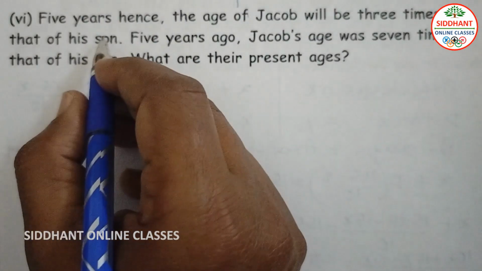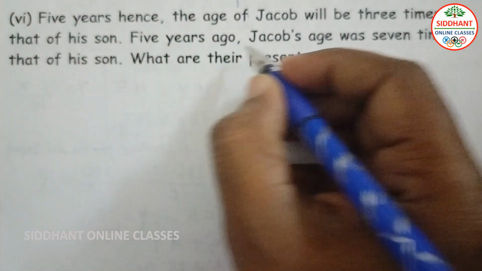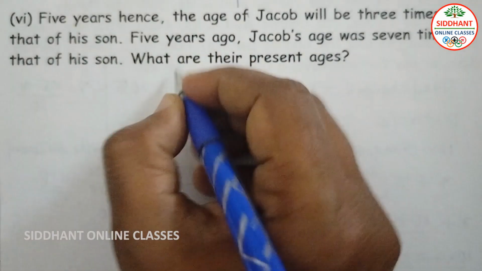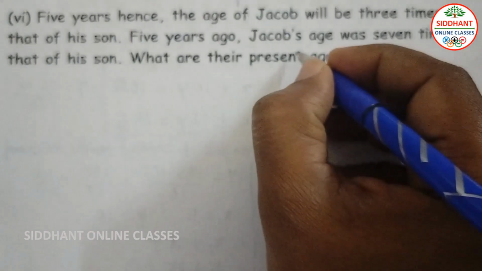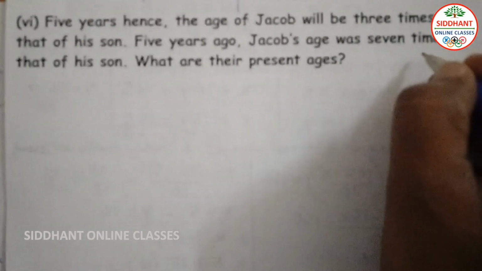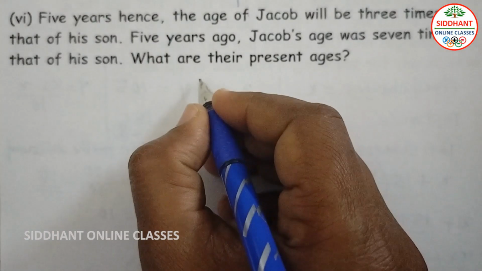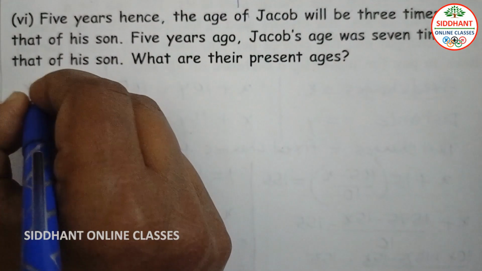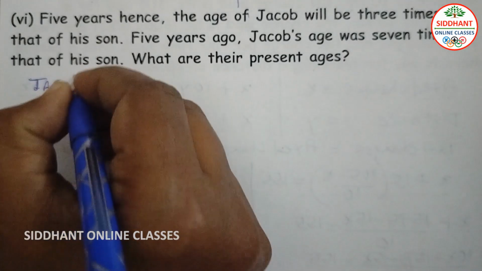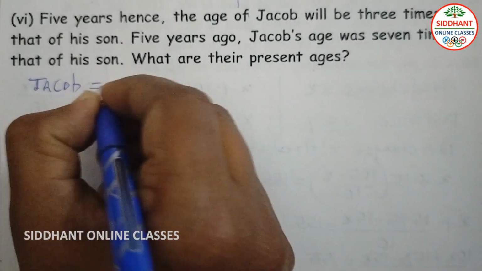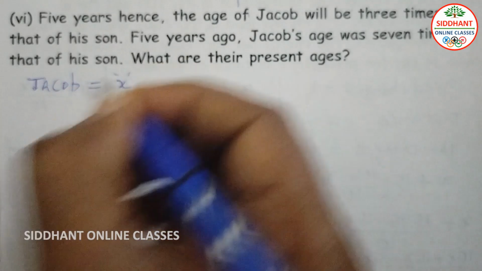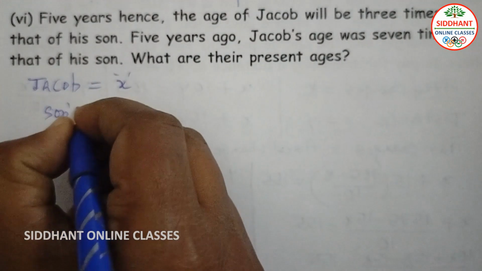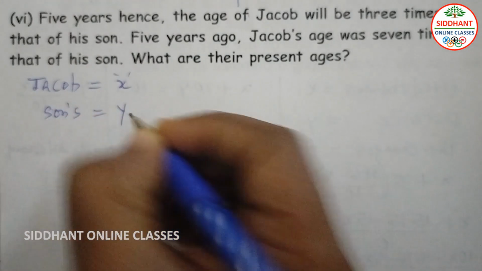Sixth one, 5 years hence, the age of Jacob will be 3 times that of his son. 5 years ago, the Jacob's age was 7 times that of his son. What are their present ages? So here let Jacob age is x and his son's age is y here.